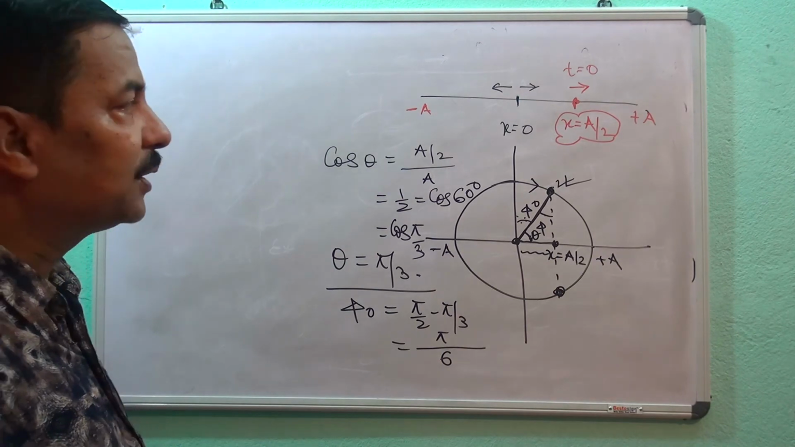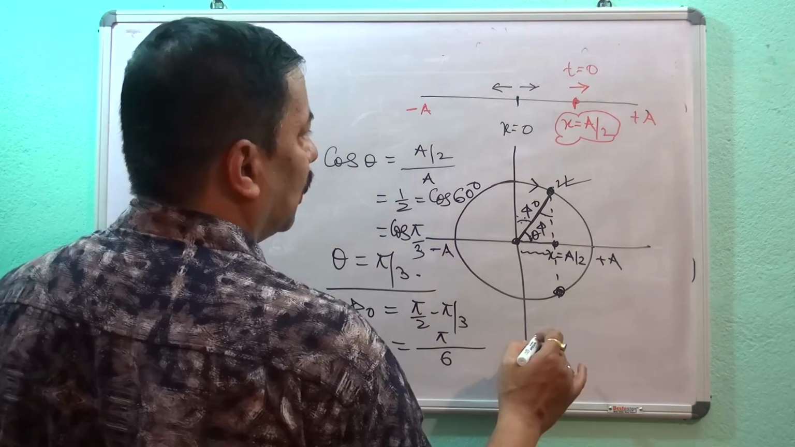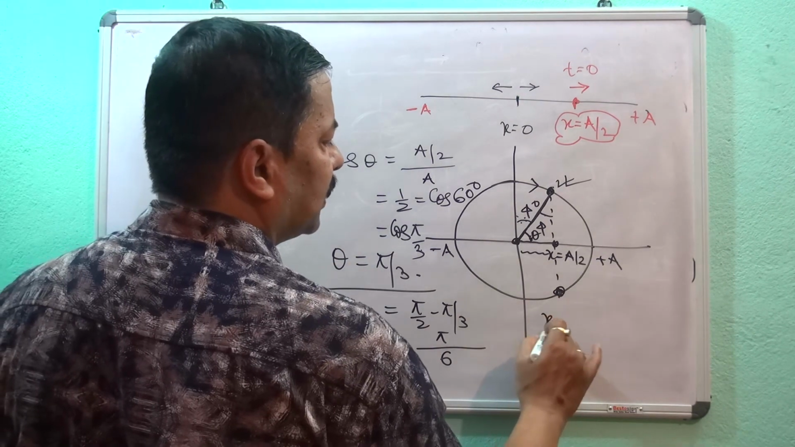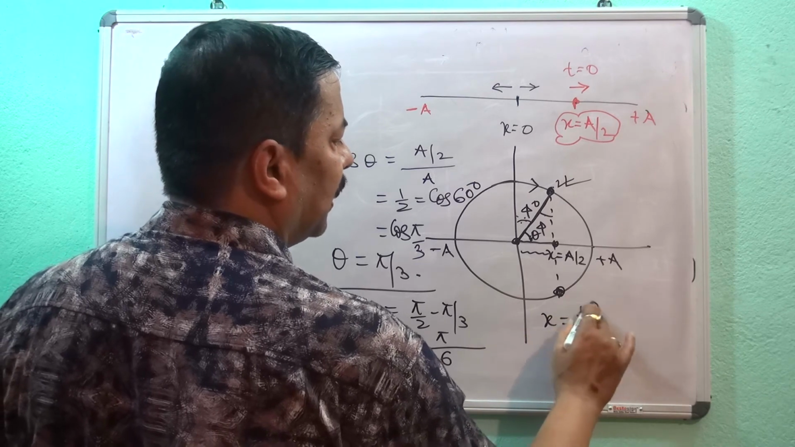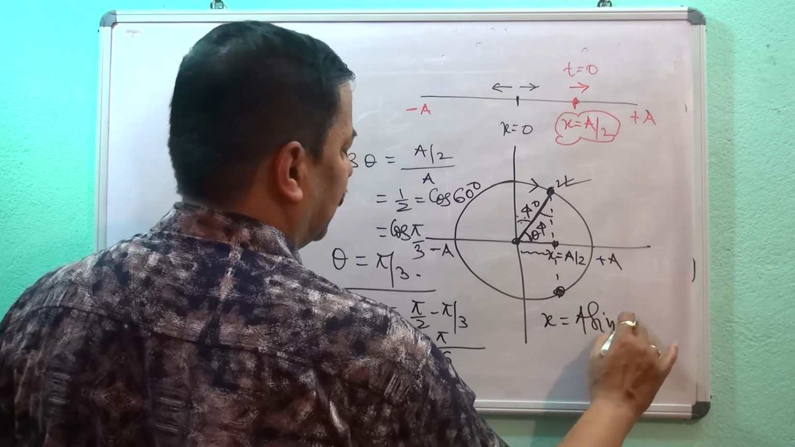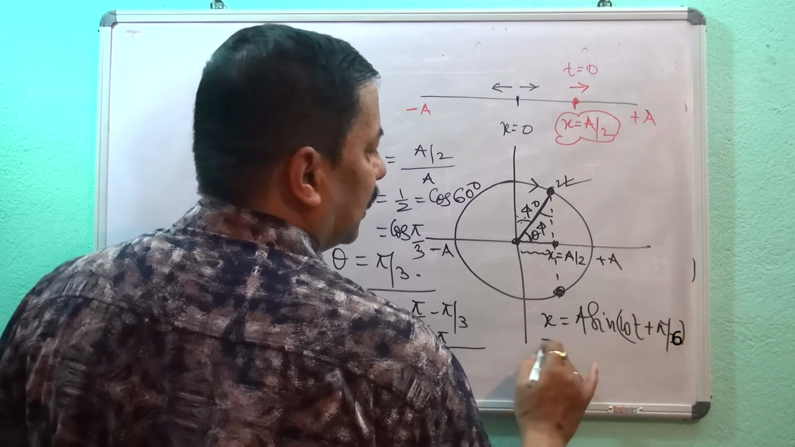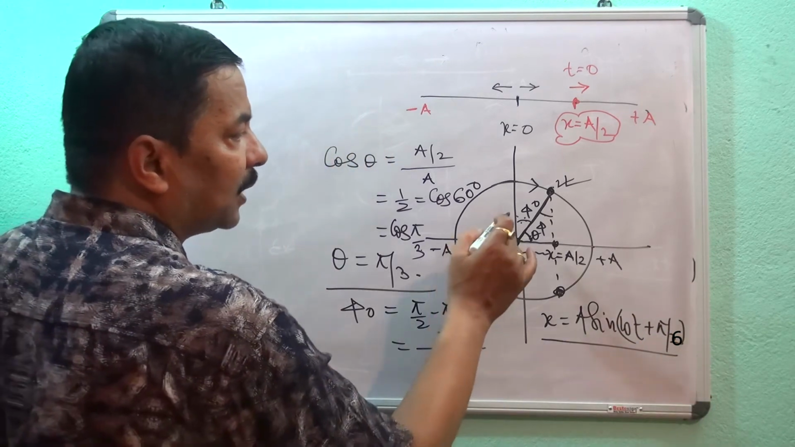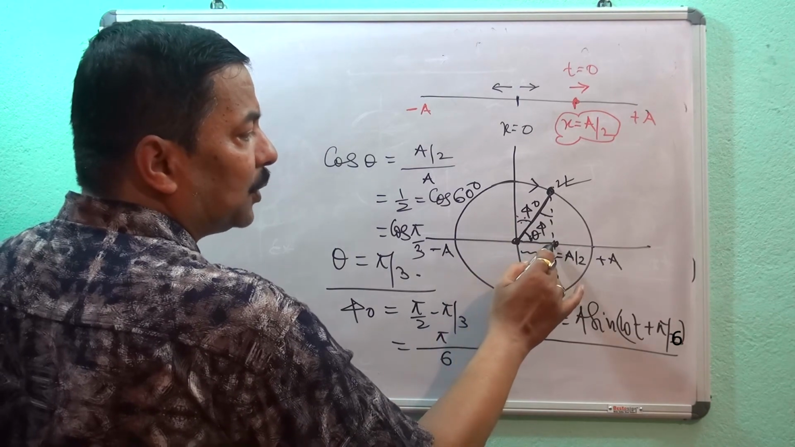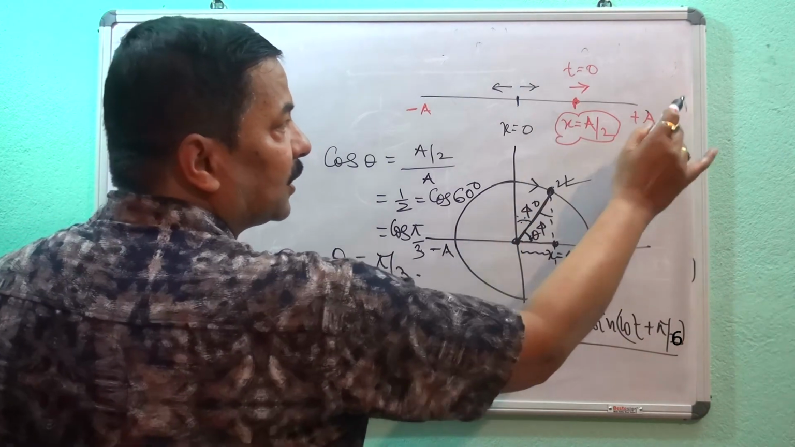So what will be the equation? The equation will be x or y. x is equal to a sine(omega t plus pi by 6). This is equation 1, when the particle is at this position and it is moving in this direction.